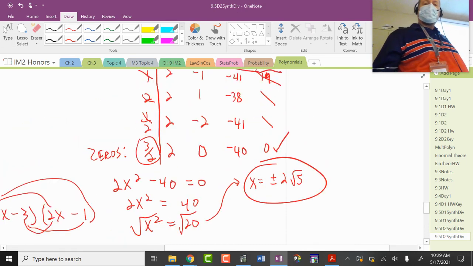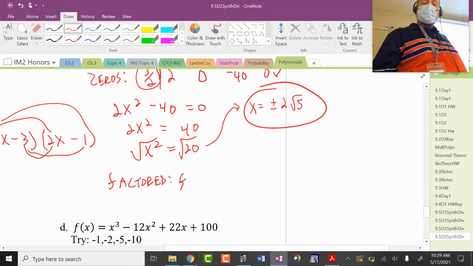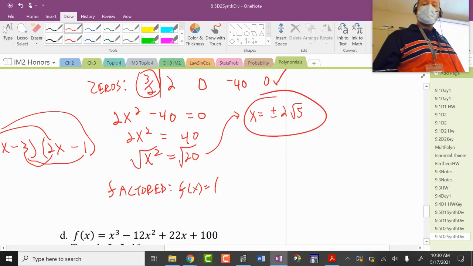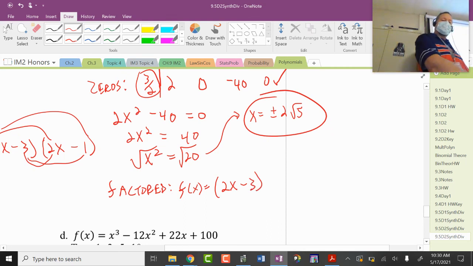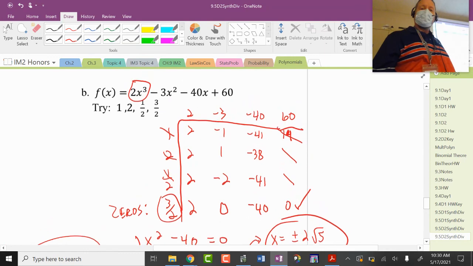Notice the leading coefficient of this situation is 2x cubed. So I need that to be reflected in my answer in factored form. I'm going to take care of it right away with this 3 halves. That could come from, not x minus 3 halves, but 2x minus 3. Think about it: add 3, divide by 2. So this would be a viable factor. Then for these, I could put x minus 2 root 5 and x plus 2 root 5, and be assured that when I multiply these all out, I wouldn't end up with that 2x cubed as a leading coefficient.